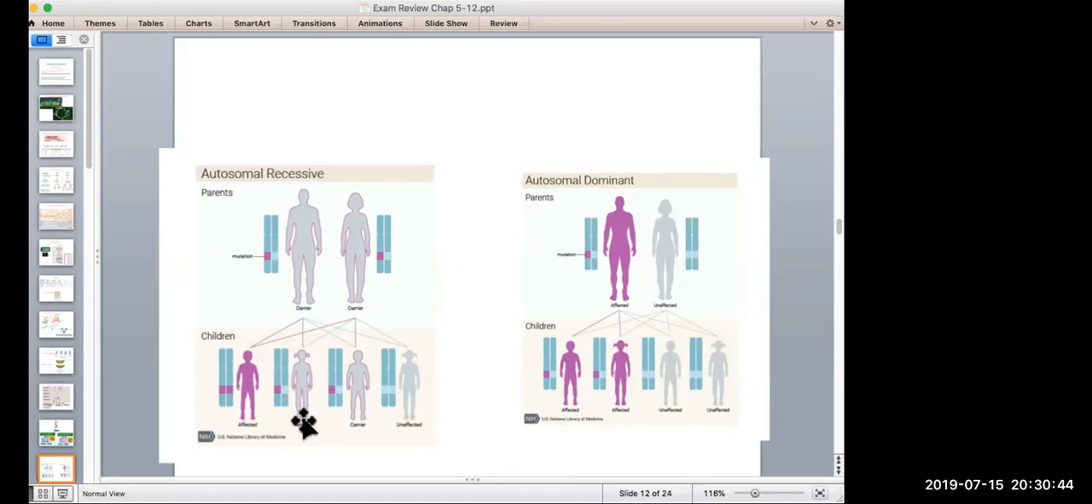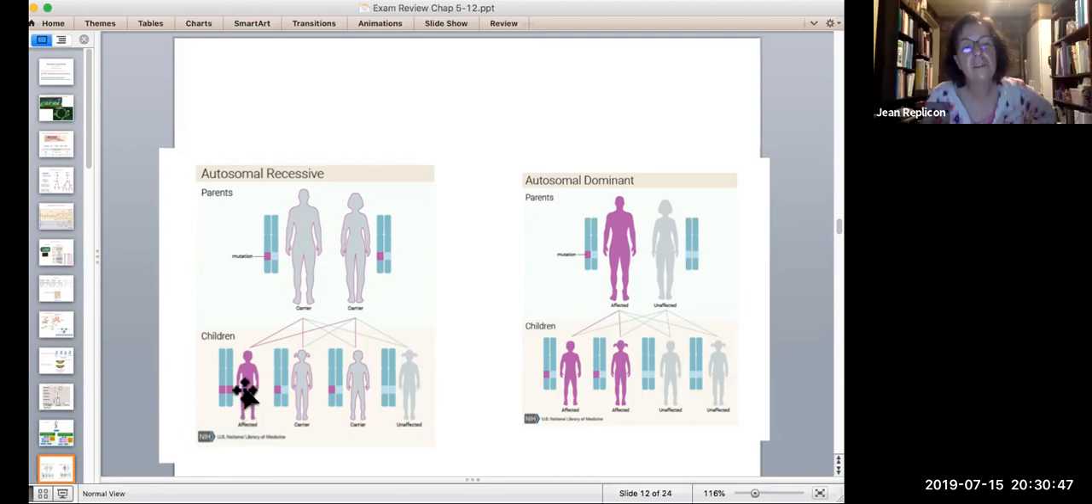Yes, we're here. So must their offspring be affected? And the answer actually is no. If this is a recessive trait, it's possible that this individual could mate with a homozygote that's unaffected. And if that person is not a carrier and they don't have this trait, then actually none of their children will be affected.